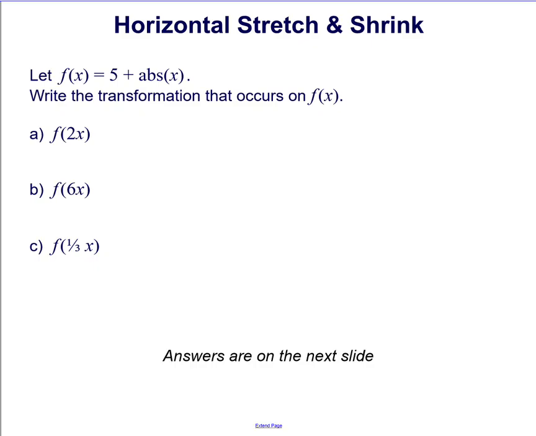Now we're going to focus on the algebraic representation, specifically looking at the value of k and its effect on the graph. So let f of x be equal to 5 plus the absolute value of x. Write the transformation that occurs on f of x in these three cases: a, f of 2x; b, f of 6x; and c, f of 1/3 x.